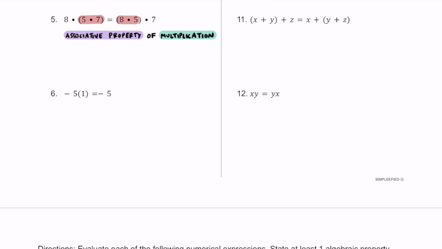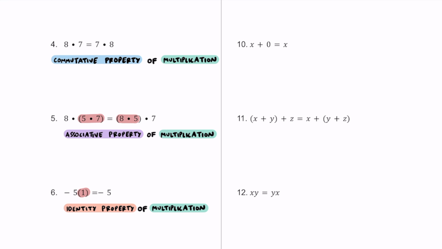For number 6, we have the expression negative 5 times 1, or the product of negative 5 and 1, and that's just equal to negative 5. Now, notice there's 1 here. 1's the only number in the world that you can multiply a number by, and it stays the same. So similar to how we have the identity property of addition, where you can add 0 to something and it stays the same, this represents the identity property of multiplication, where if you multiply anything by 1, it just stays the same. Here's number 7.